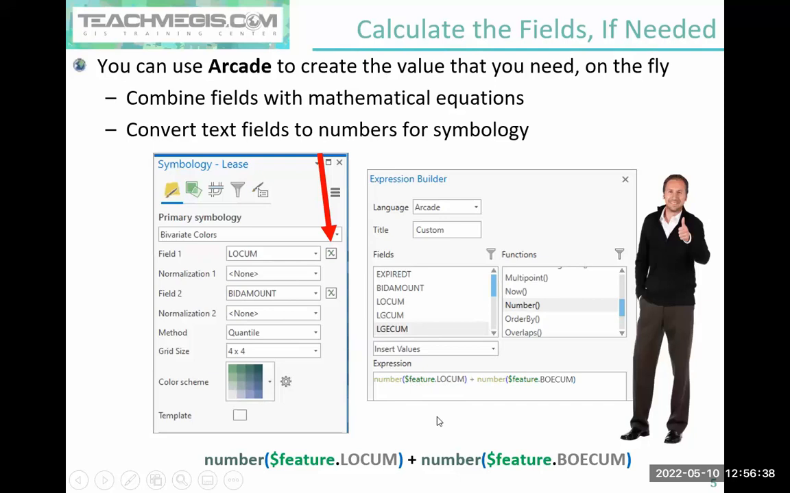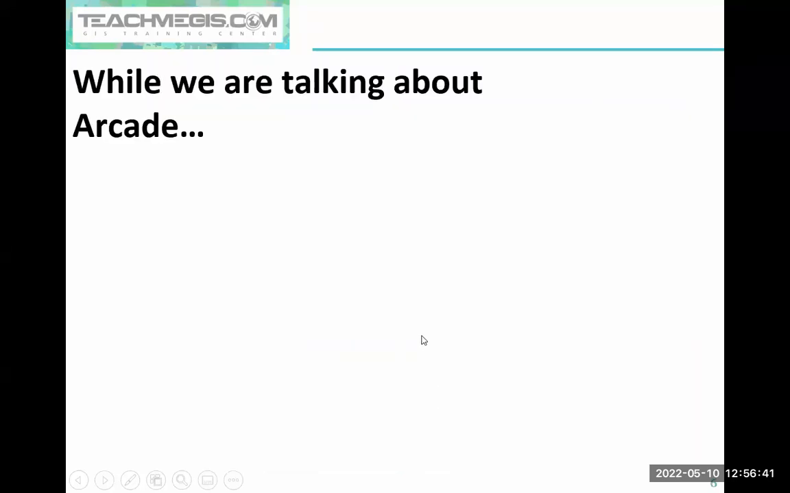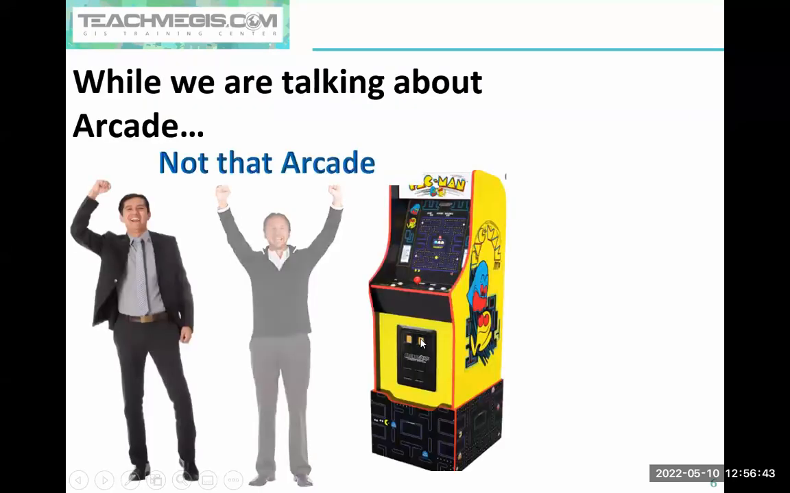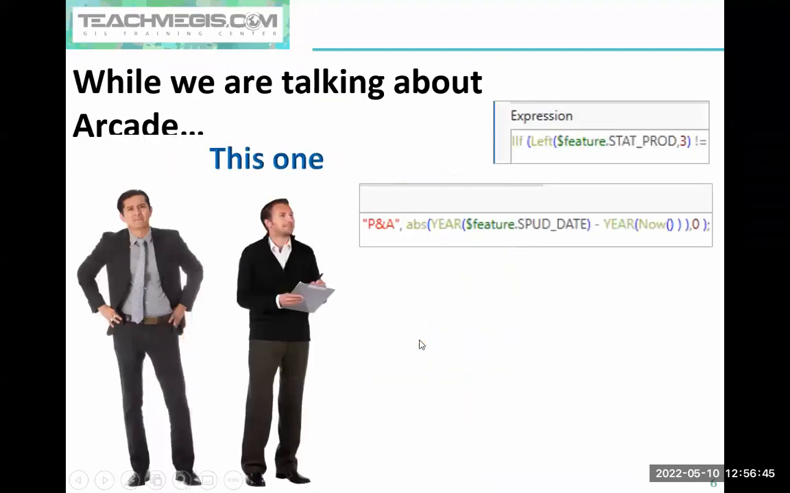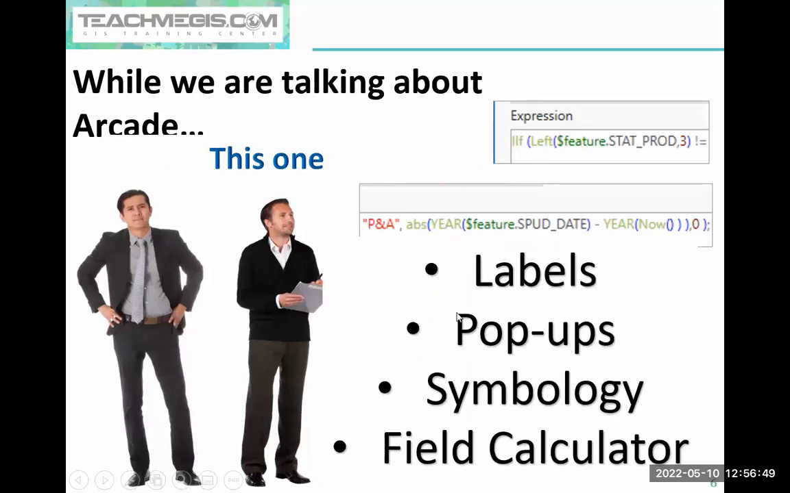All right, so that's one thing. Now, while we're talking about Arcade, no, not that Arcade, this Arcade. Let's talk about places it can be used. Arcade can be used in labels, in pop-ups, in symbology, and in the field calculator. So I'm going to just show you a couple of quick little examples. Well, I'm not going to show you labels because that works very similar to when we used VB and Python back in ArcMap. So I'm going to show you some of these other options.